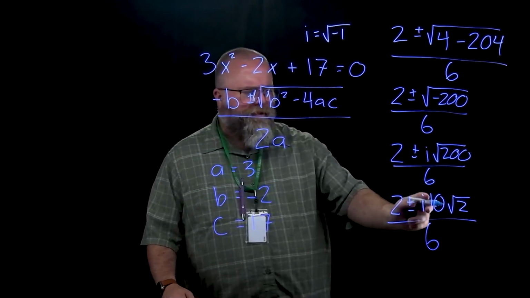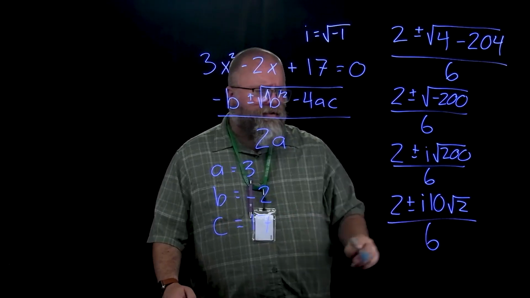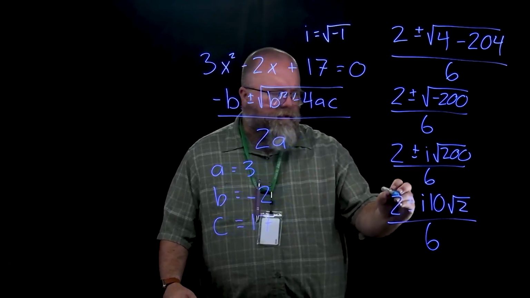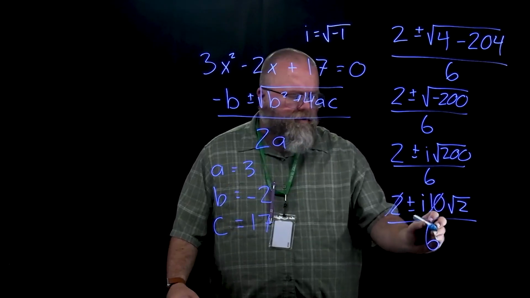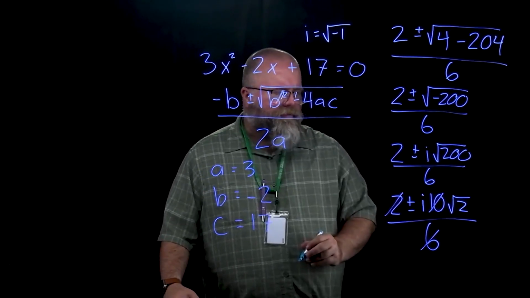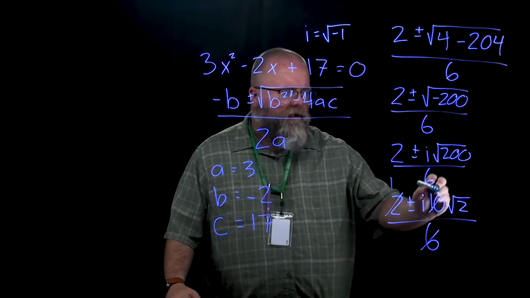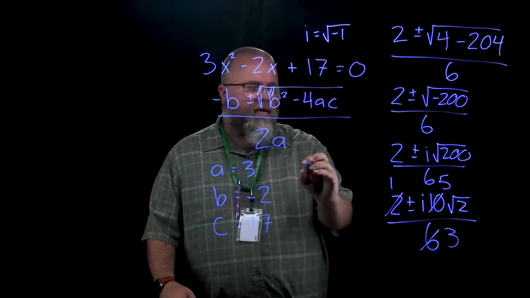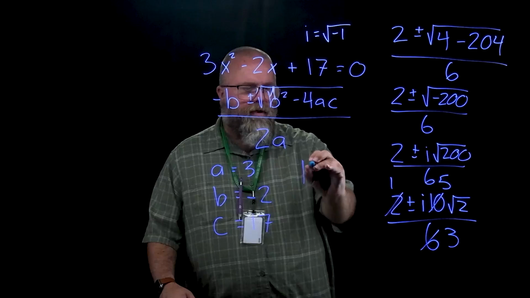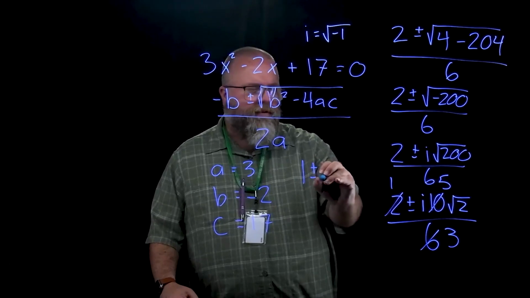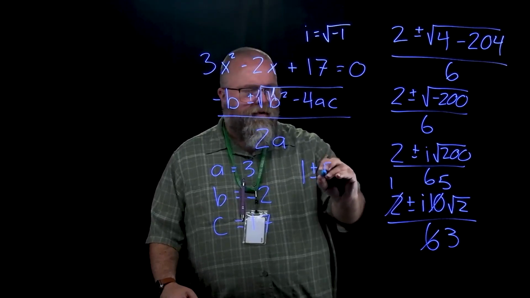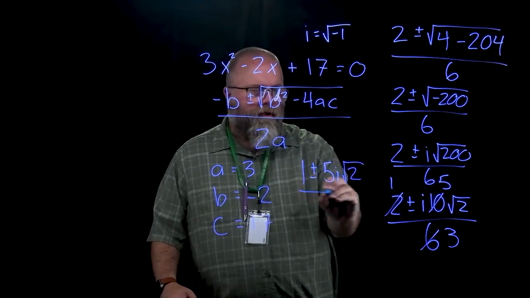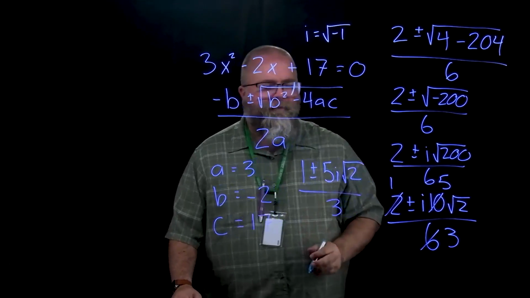Now, usually we'll put the i on the right side of our constant, so our final should look like this, and I'm going to divide out a 2 from each one of the 3 terms there. So that leaves me a 1, a 5, and a 3 down here. So our final answer will be 1 plus or minus 5i times the square root of 2 all over 3.